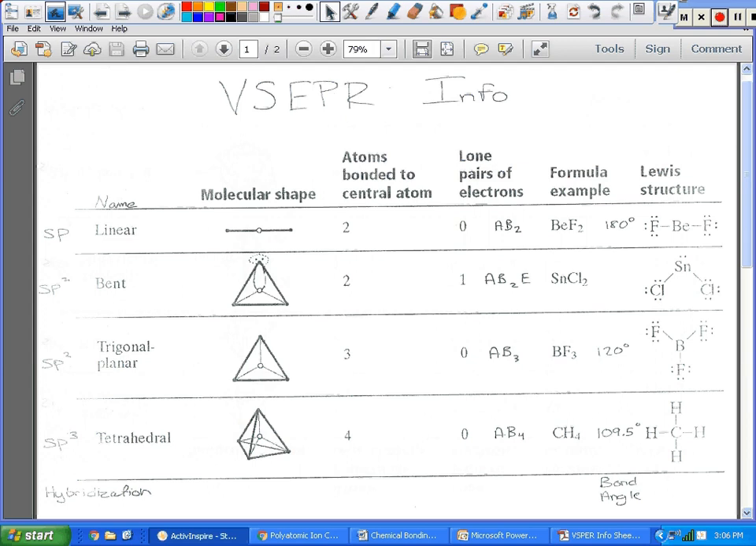Baker, what you got? It is tetrahedral. Very good. So everybody on the front, at the very bottom, it says tetrahedral.